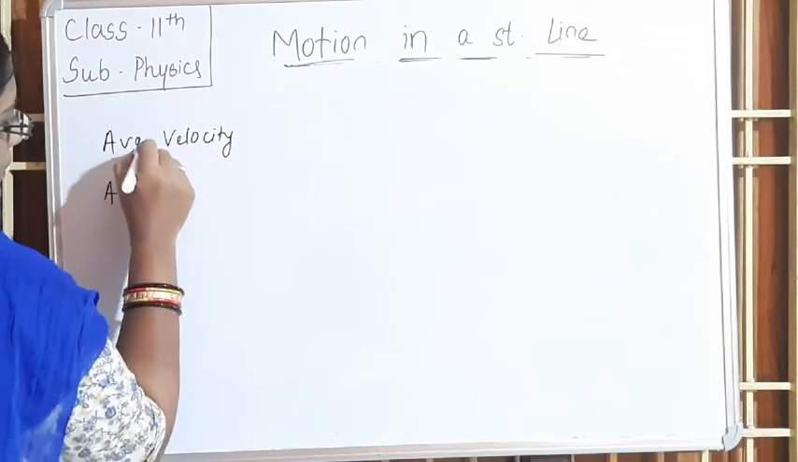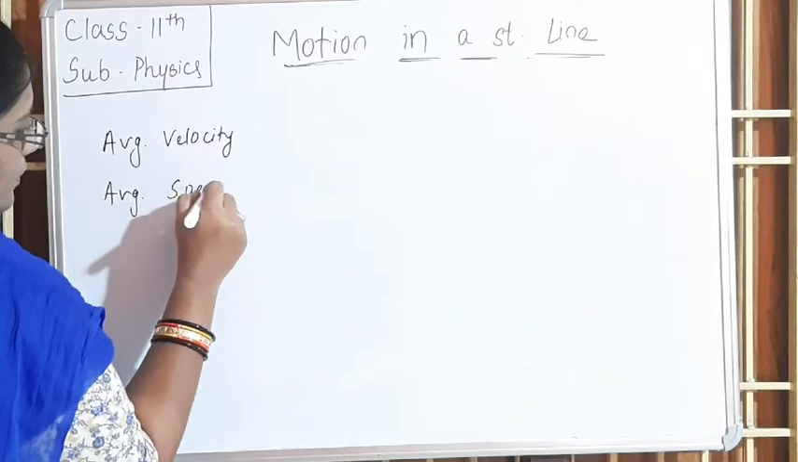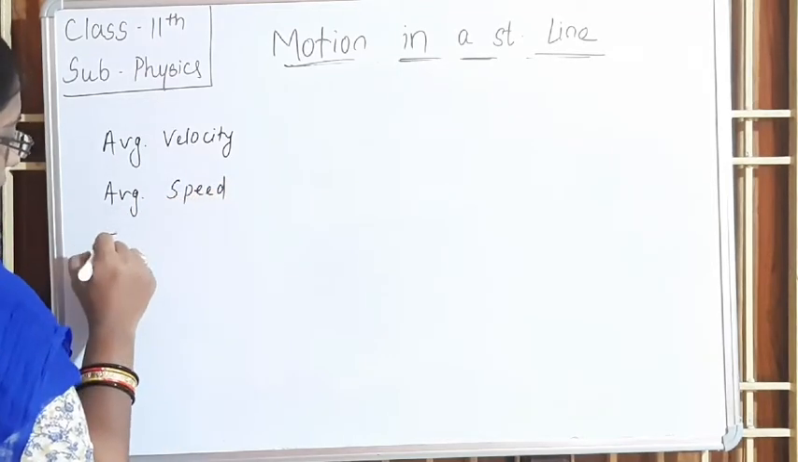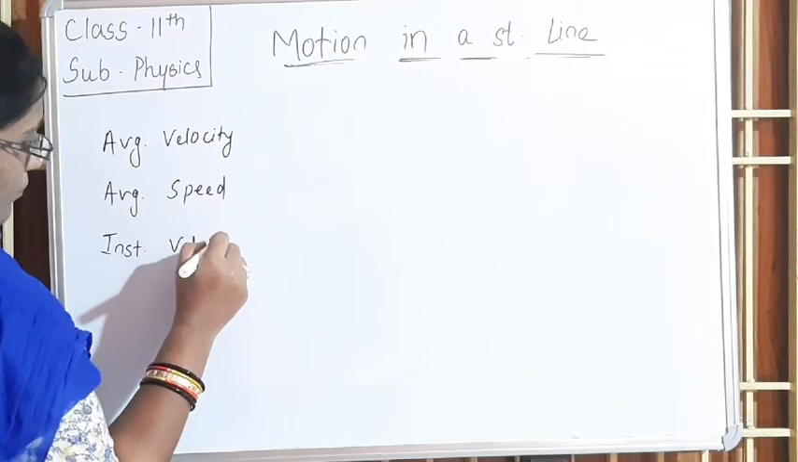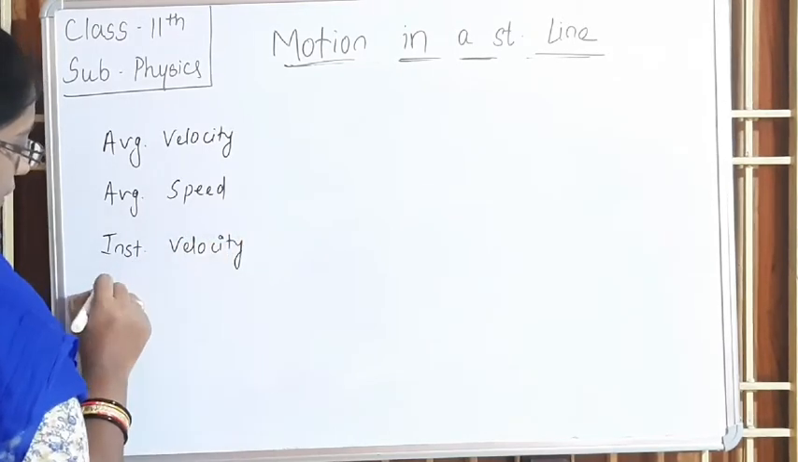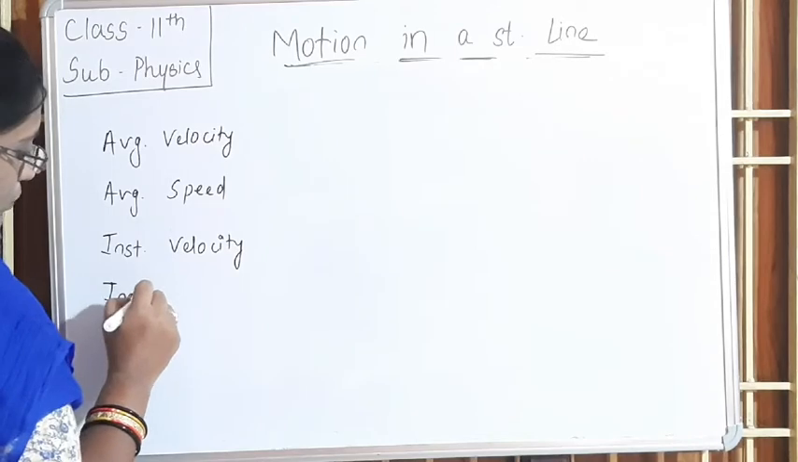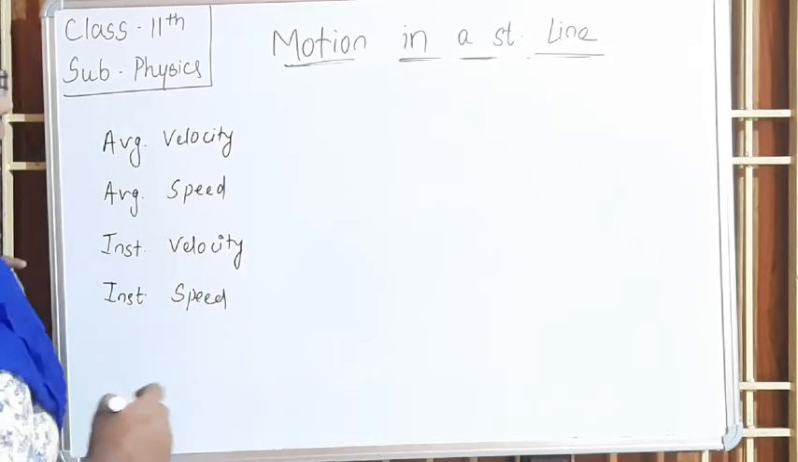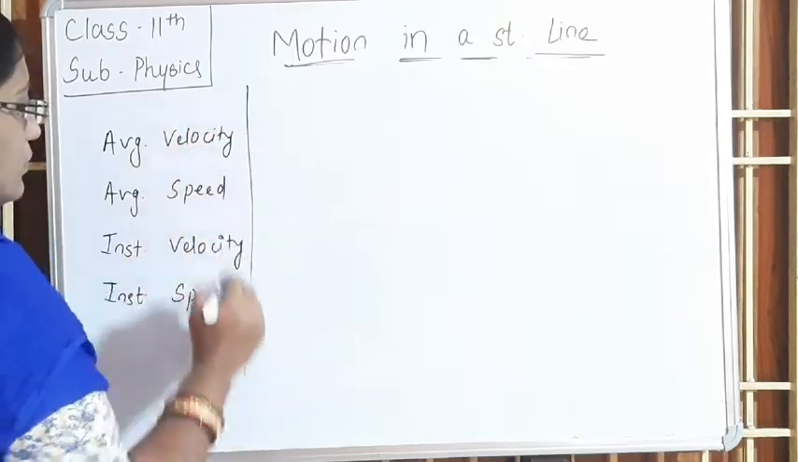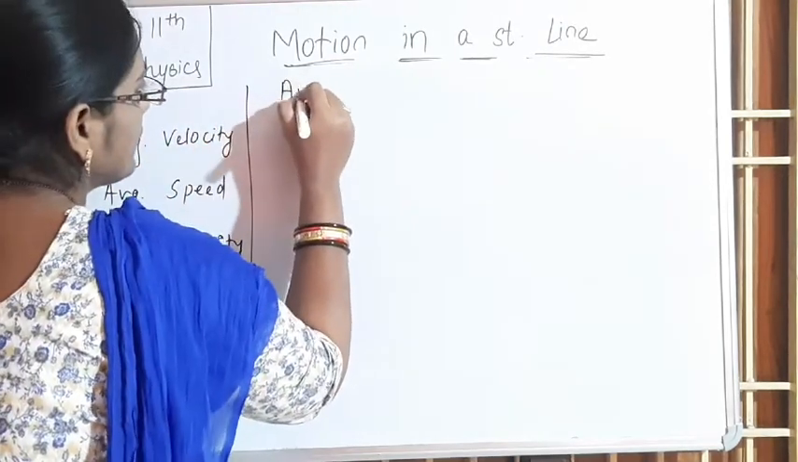average speed, instantaneous velocity and instantaneous speed. First, come to average velocity.